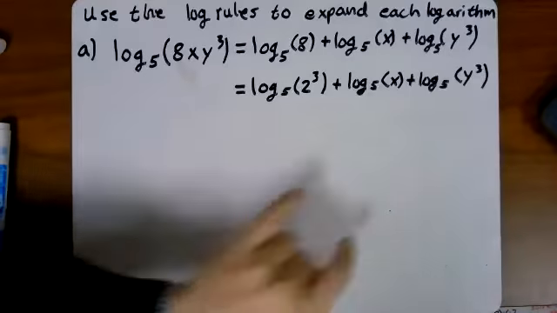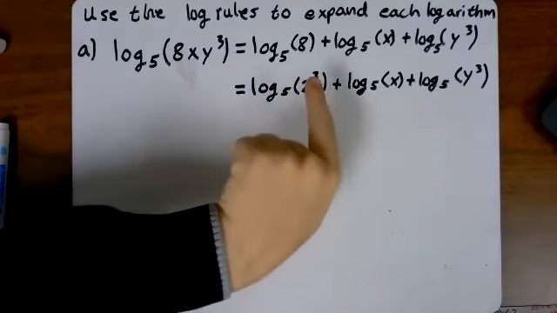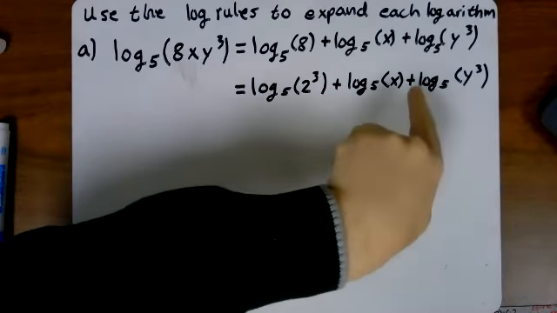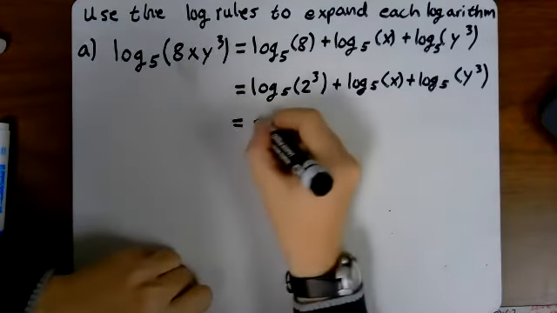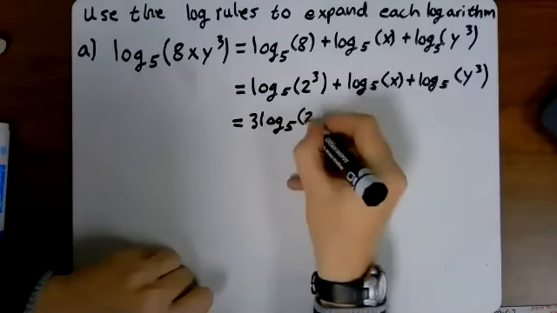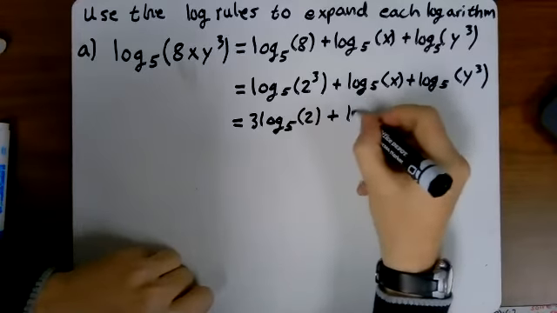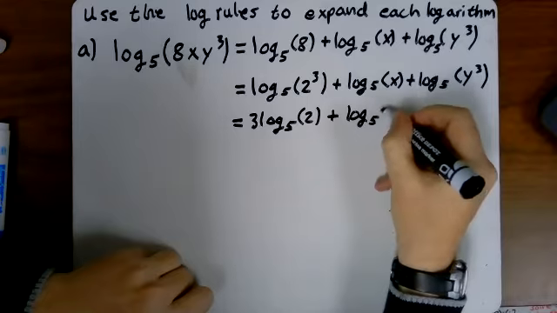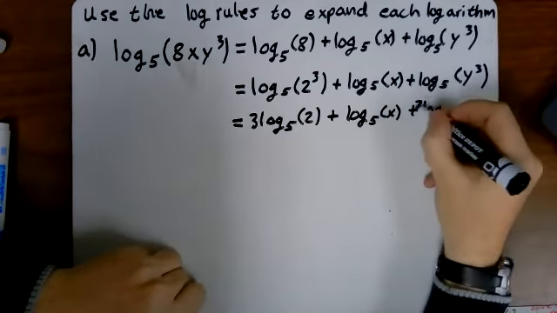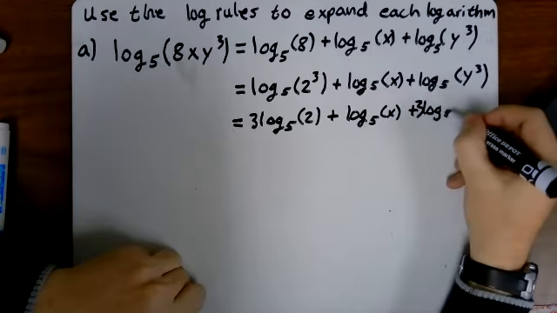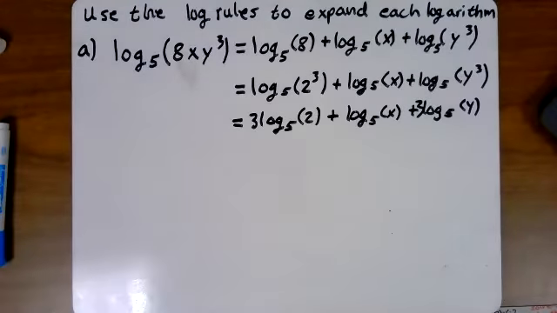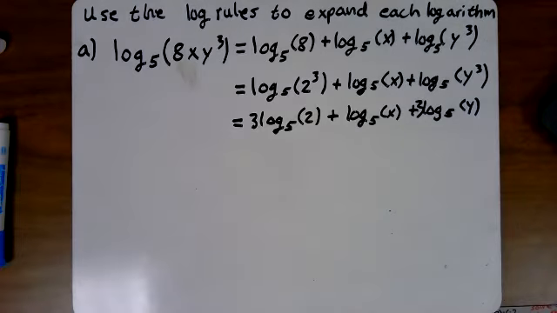There we go. Now we can use the power rule. Pull the 3 outside of that log. And we have 3 log base 5 of 2 plus log base 5 of x plus 3 log base 5 of y. There we go. Expanded.